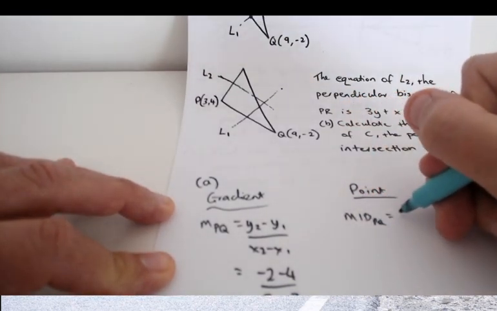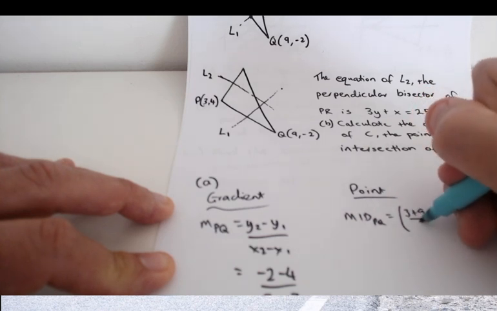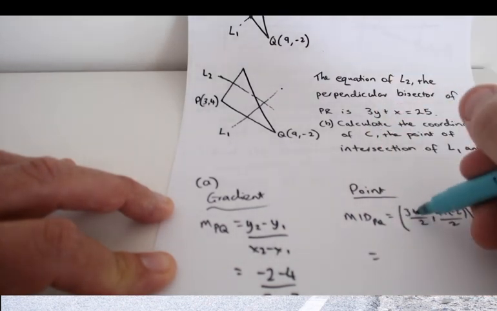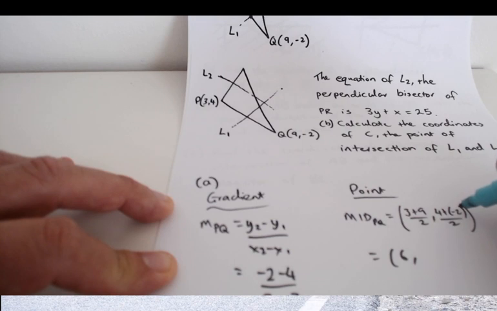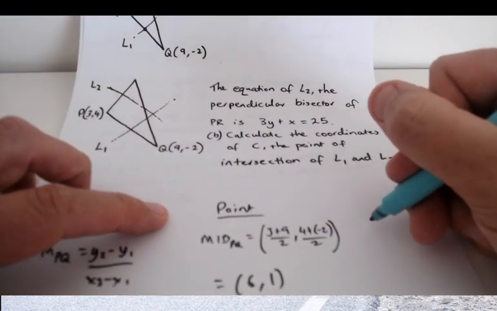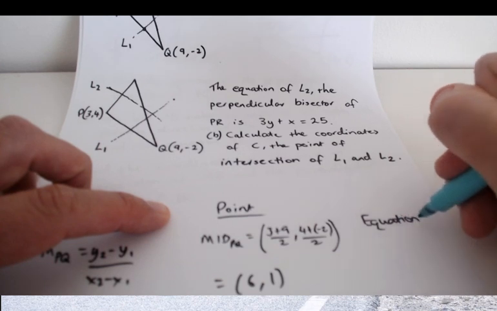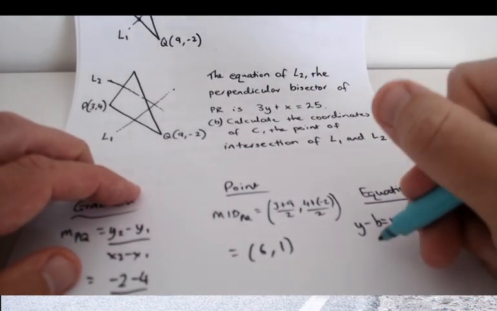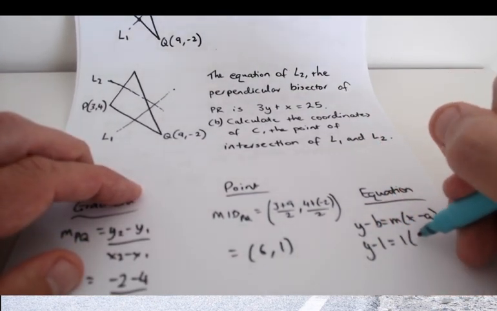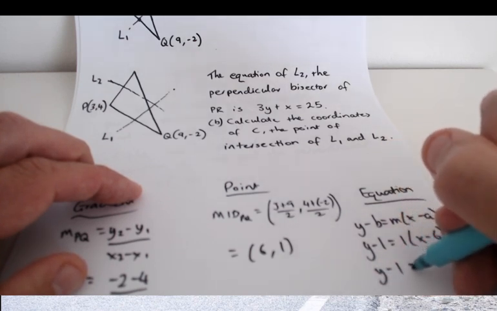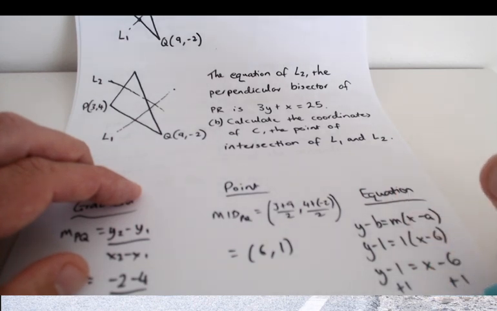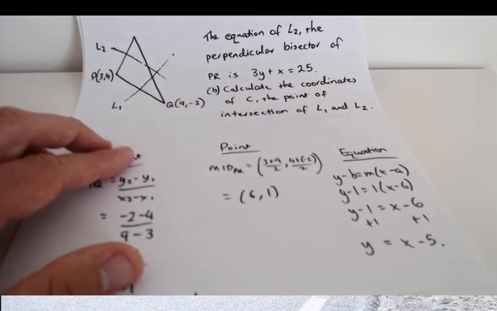So midpoint of PQ, add together the x coordinates and halve, 3 add 9, halved, add together the y coordinates and halve. That will give me 3 add 9 is 12, half is 6, 4 add minus 2 is 2, half that's 1, and then I'm going to go for my equation. Fill in my information, so it's going to be y take away 1 will equal 1 bracket x minus 6, multiply out the bracket, add 1 to both sides. Remember your negative numbers work, it takes you to minus 5, not to minus 7. And that's part A done.